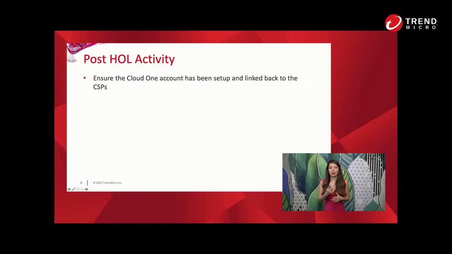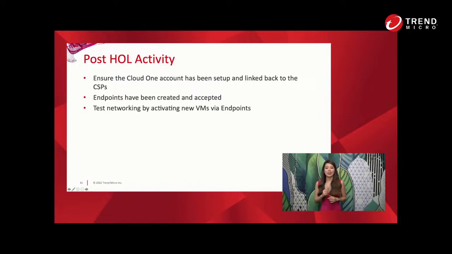So point number one, make sure that your Cloud One account is set up and also connected to your CSP, your cloud services provider, be it AWS or Azure. Secondly, you have to create the endpoints and make sure they are accepted. Then you need to test the networking by activating new VMs via the endpoints you just created in step 2. In step 4, you need to set up the logging so you are receiving the logs.